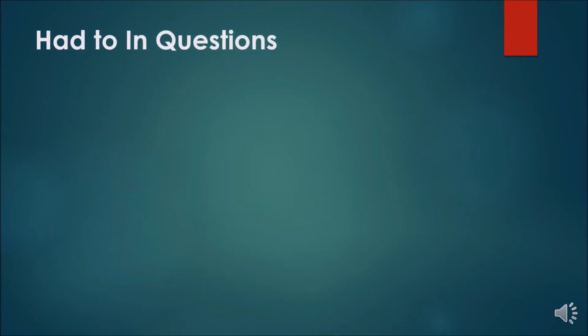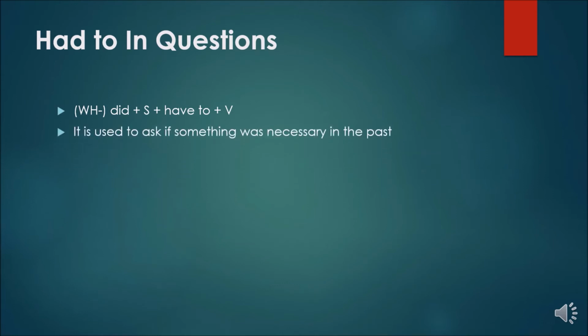As you can understand from the negative form, did is the auxiliary verb of had to. So, while asking a question, we use did before the subject of the sentence. We can use WH words at the beginning and they're followed by auxiliary verb did. After that, we use subject and have to. Be careful, as we use did, we don't say had to, we use have to. We use this type of question to ask if something was necessary in the past.